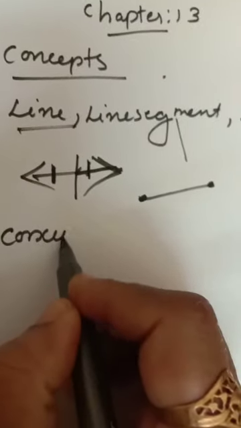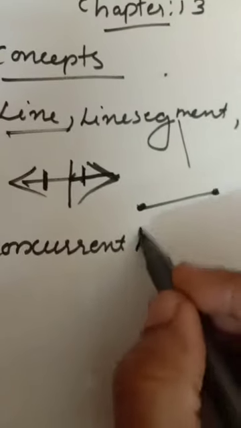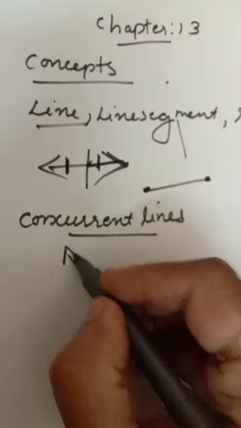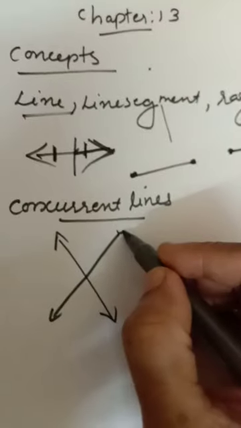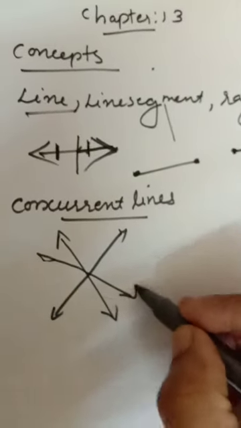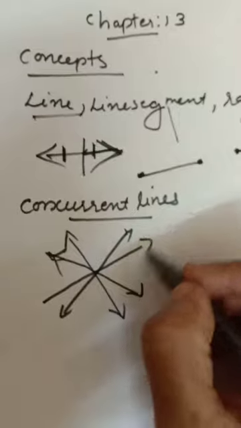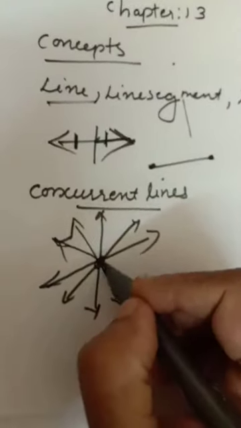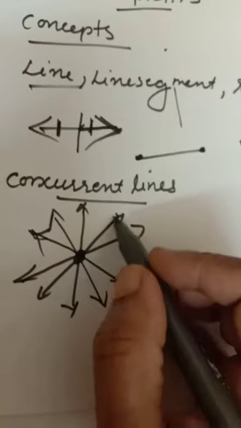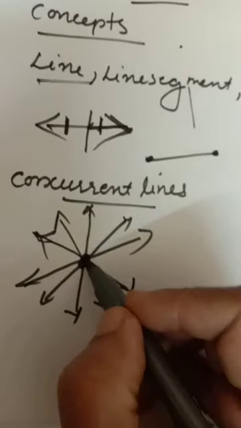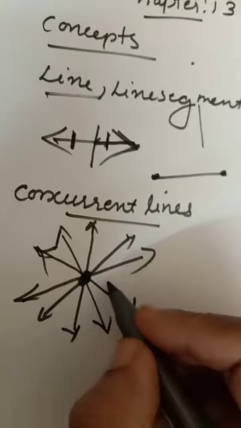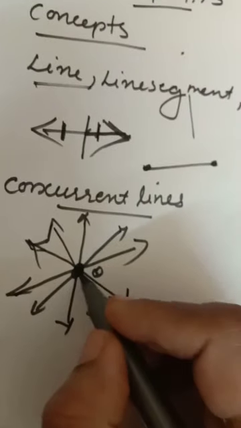Next, concurrent lines. What is concurrent lines? Concurrent lines meaning lines which are passing through one point. All lines are passing through a fixed point. Every line passing through this fixed point, these lines are called concurrent lines. This point is called a point of concurrency.